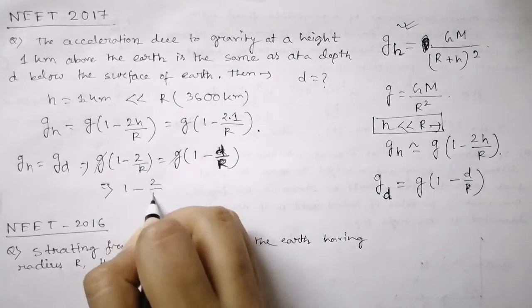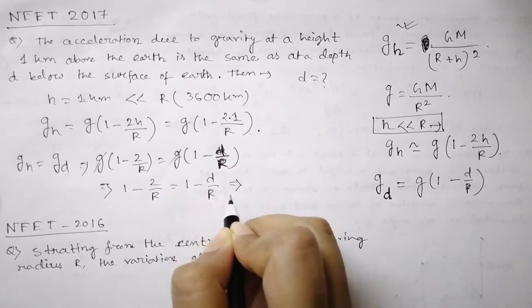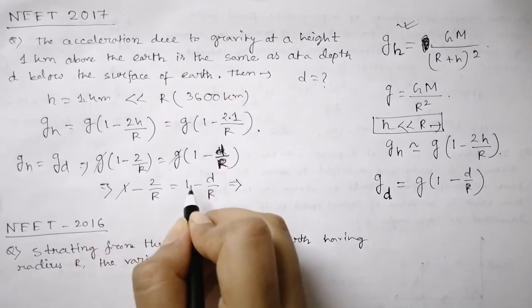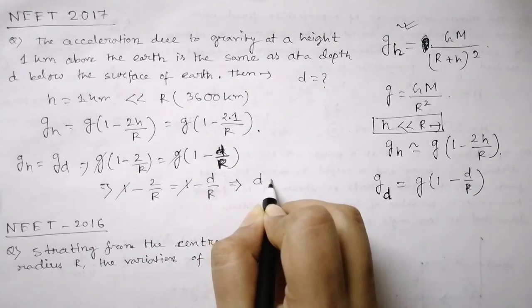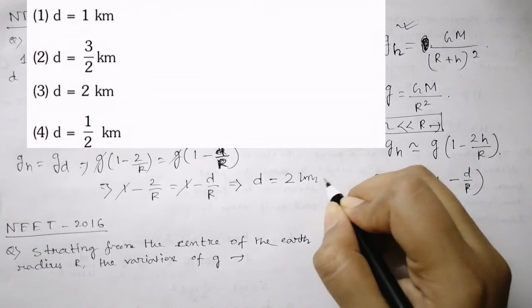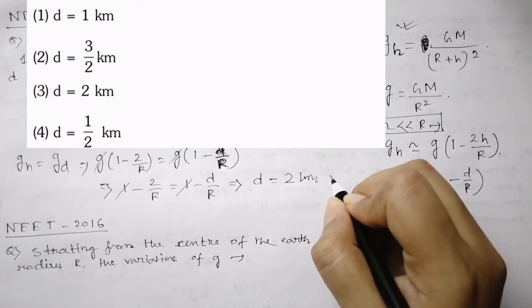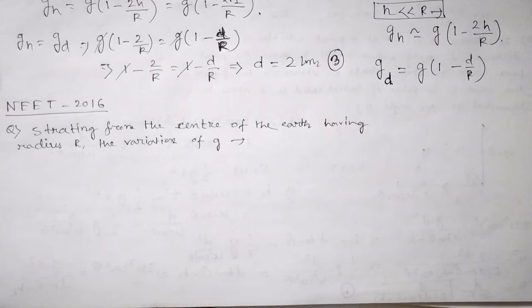We get 1 minus 2 by r equal to 1 minus d by r, or 1 from both sides cancels out, and you get d equal to 2 kilometer. So you can see from the options it is matching with option 3. Moving to the NEET 2016 question.